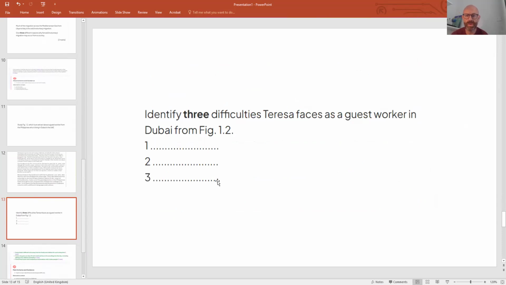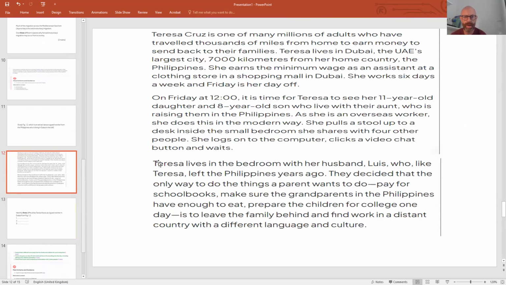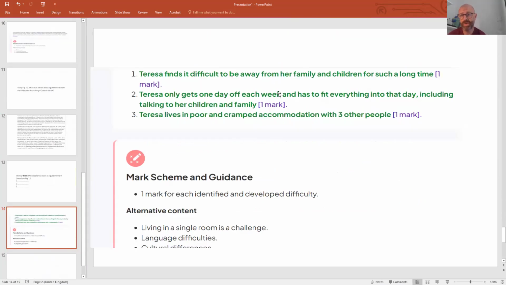Question: identify three difficulties Teresa faces as a guest worker in Dubai. Well, she hasn't got her children. It's in there somewhere anyway. It's about money, cultural differences, lots of things. Let's look at the answer. She may find it difficult to be away from her family and children for such a long time. Well, that's obvious, isn't it? If you have to leave, you would be the same. Teresa only gets one day off each week and has to fit everything into that day. So on one day, she has to do all the stuff in her personal life and for her family back home, like transfer money.